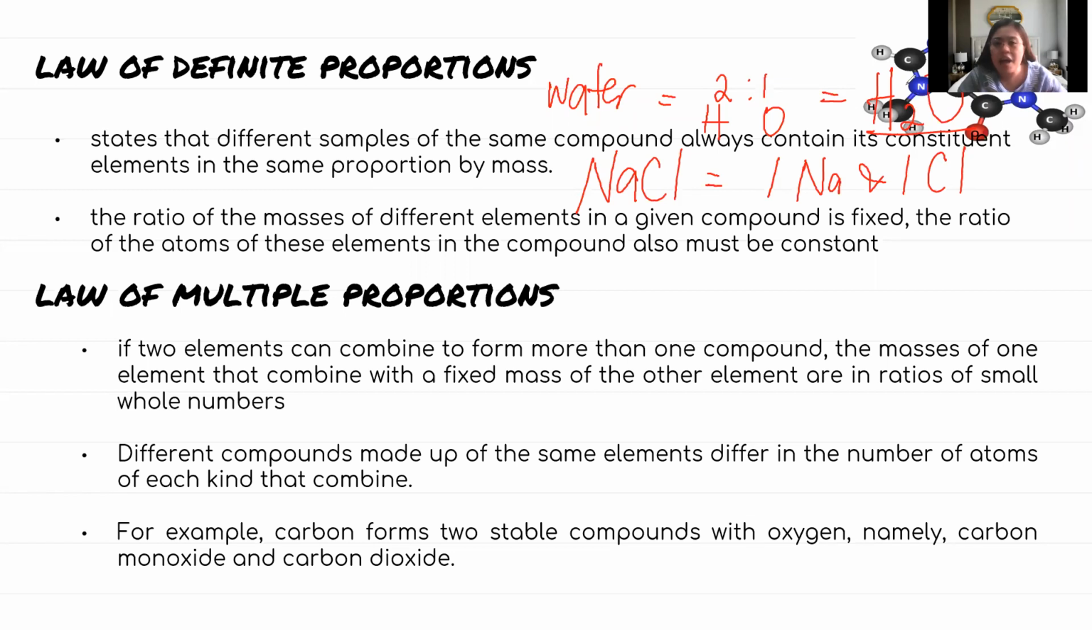So, the proportion is definite. When the proportion changes, class, it means it's already a different compound. If it has two hydrogen and then two oxygen, this is not water anymore. This is already hydrogen peroxide, or what we call the agua oxinada that we use as an antiseptic. So, the proportion is definite. When the proportion of atoms in a chemical formula changes, it means it's a different compound already. That's the law of definite proportion.